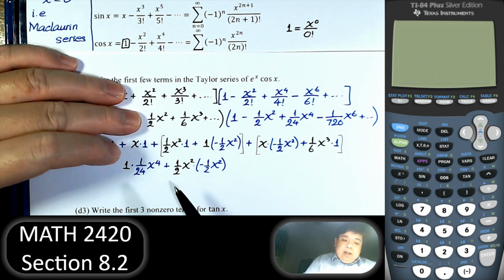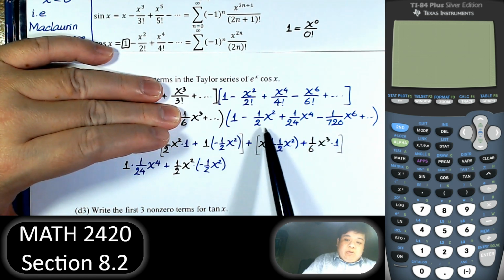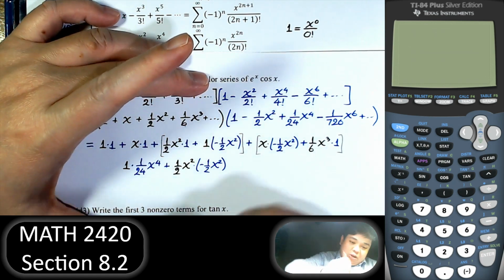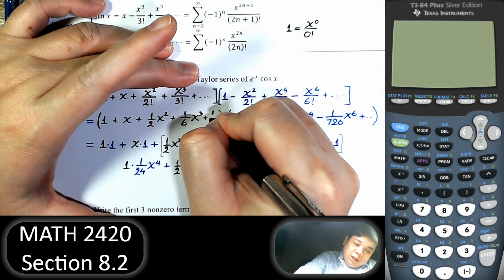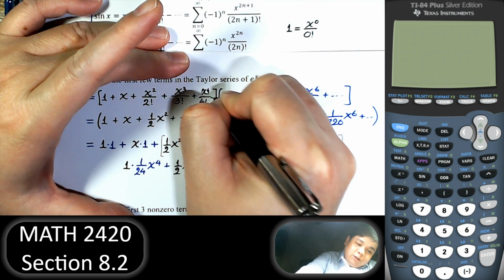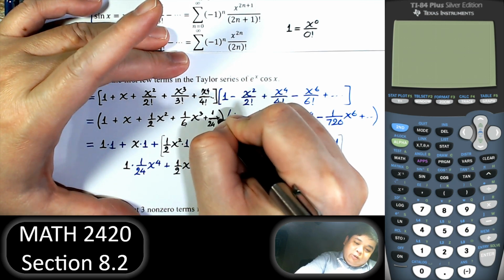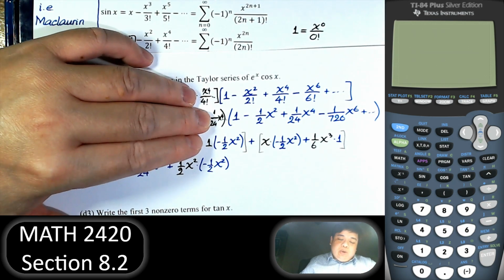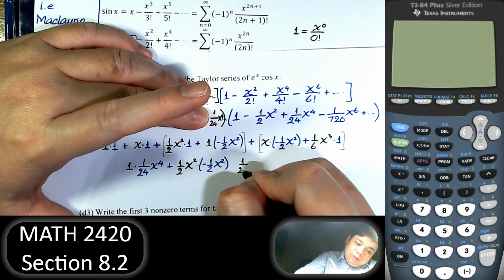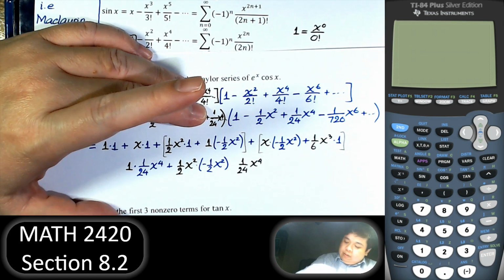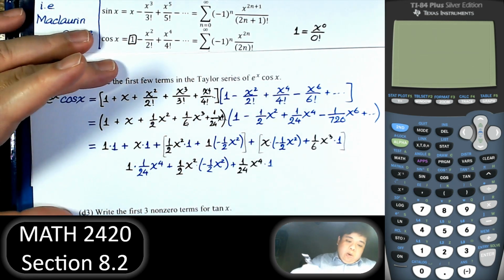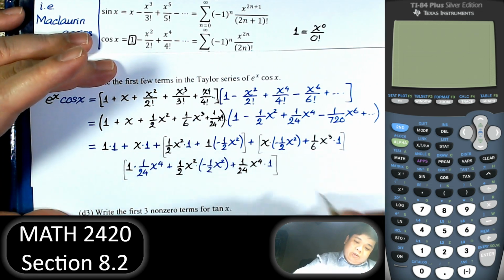Alright. Next, this one cannot give us x to the 4th by multiplying by this. It's not going to help. So we have to take the next one. Actually, we need one more term: 1 over 4, x to the 4th over 4 factorial, which is 1 over 24 x to the 4th. That x to the 4th has to multiply by 1. All of this gives us x to the 4th.